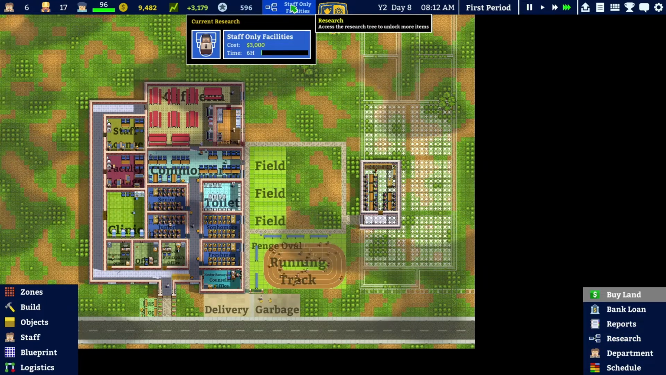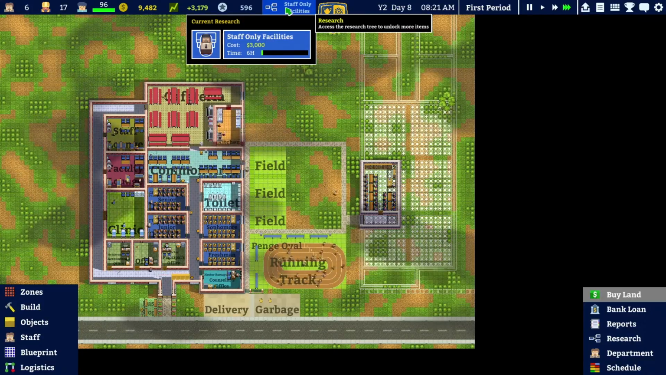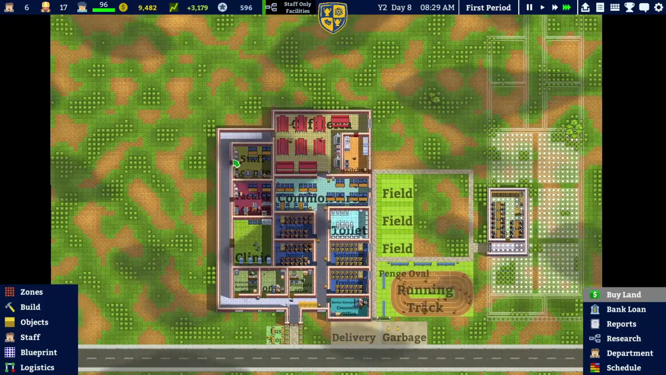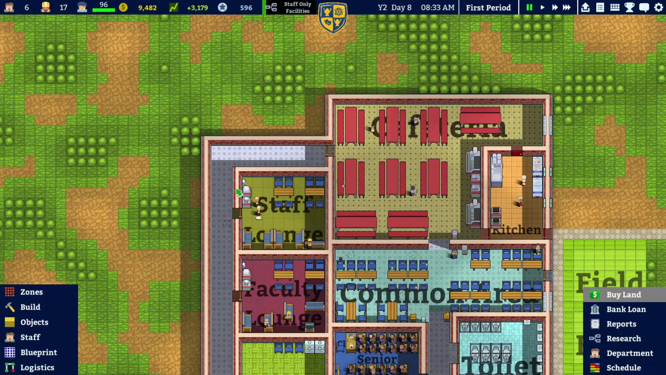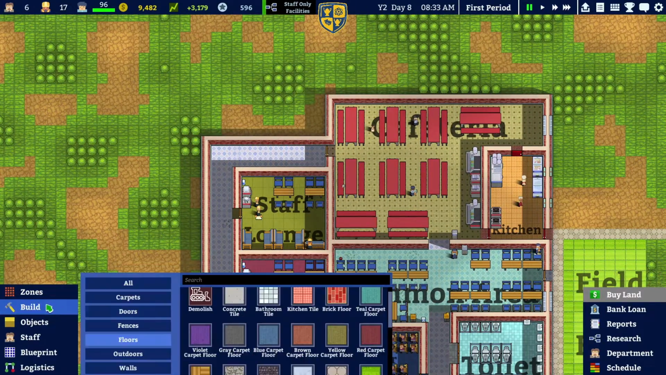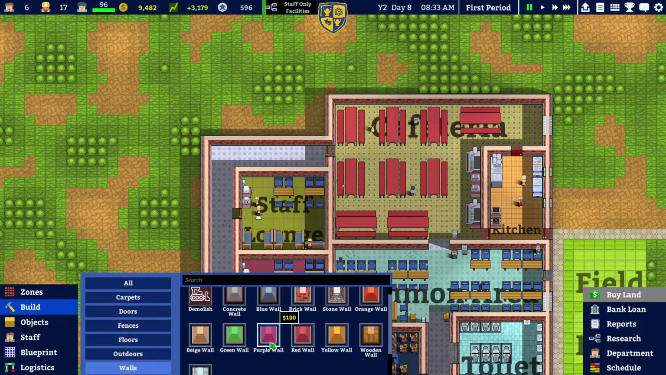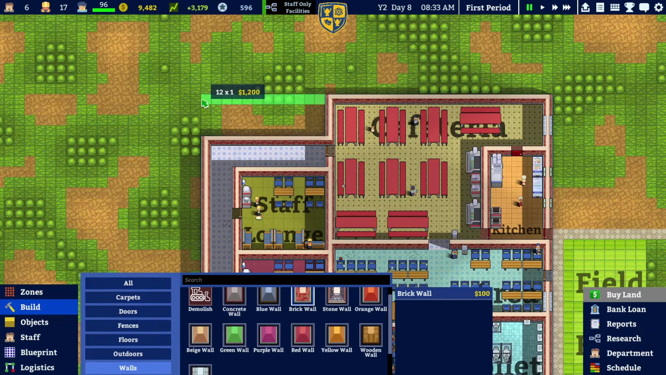So I don't think it's going to take that long. 6 hours. Oh no, it will take that long. Crikey. Okay, that's quite slow. But then over here, we can then get some staff toilets in. So I think we put them over this side. So right, let's go to get the red brick wall. And we'll just build it so it's across like that.